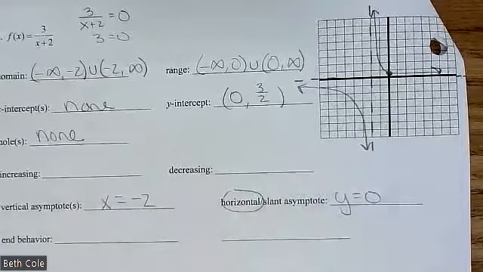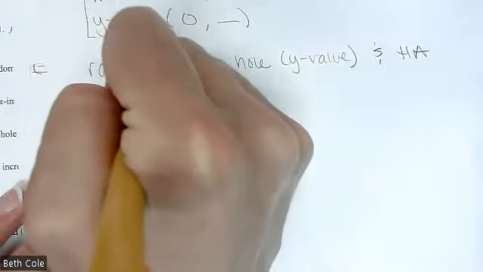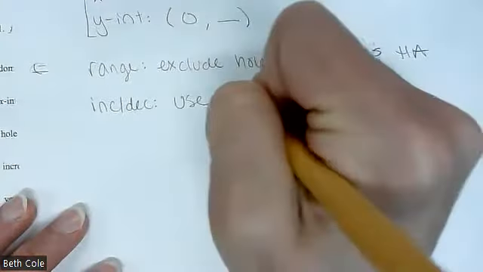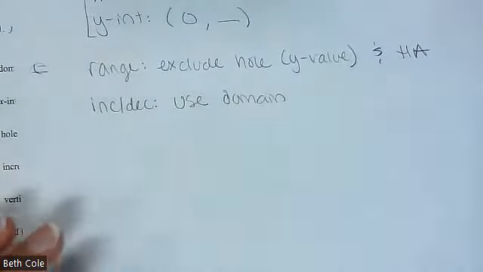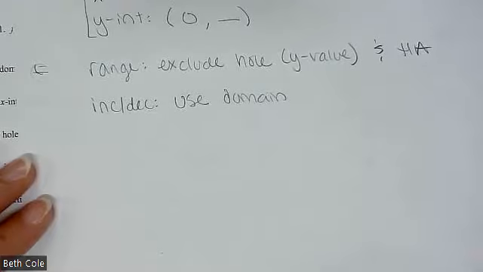Increasing and decreasing. Only thing I'm going to say about that is you have to read it left to right. So you're going to use the domain. Domain is x, that's left to right. Will you ever copy over the range? No, because it's left to right. So we're just going to use the domain for that.